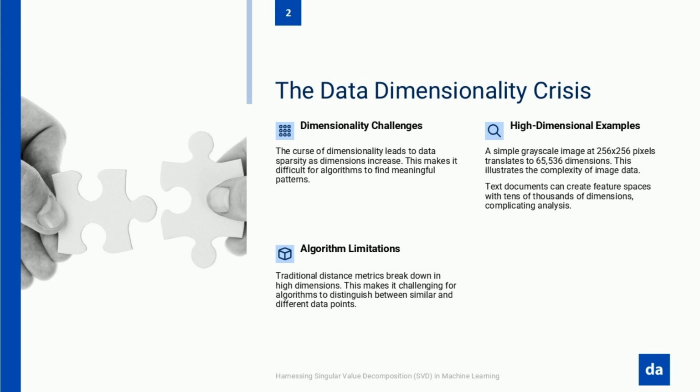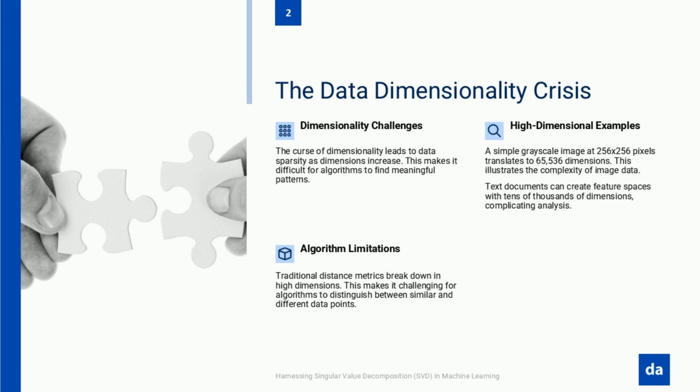Think about what happens when you collect data in the real world. A simple grayscale image at just 256 pixels translates to 65,536 dimensions, one for each pixel. A text document using a standard vocabulary creates a feature space with tens of thousands of dimensions. These aren't exceptional cases, they're everyday scenarios in modern machine learning.